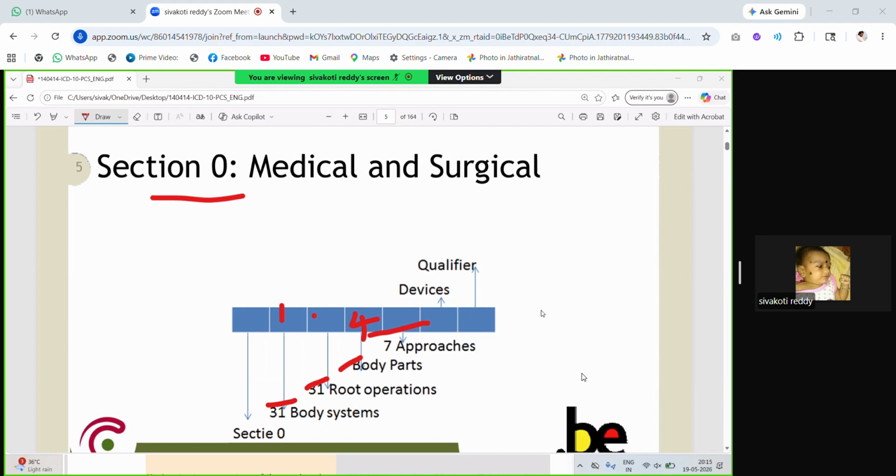Clear? Next, how do we need to identify the body system? How will you identify the body system in a procedure? Based on the procedure location. Wherever they are performing the procedure, that location comes under which body system? Suppose they did the procedure on the lung, it comes under which body system?